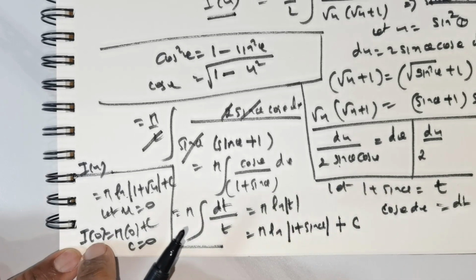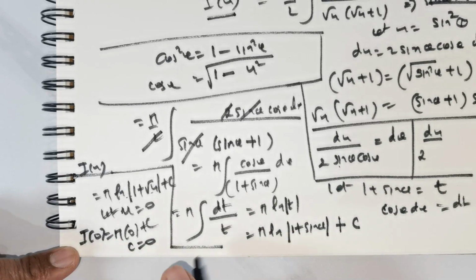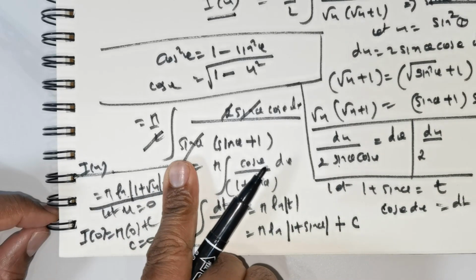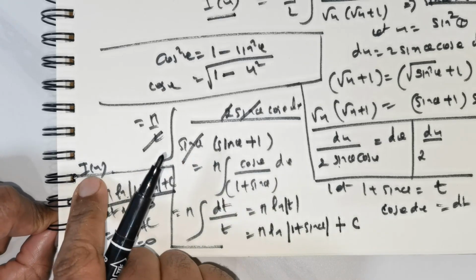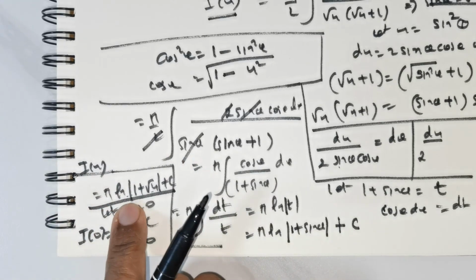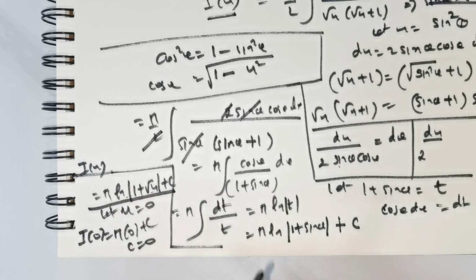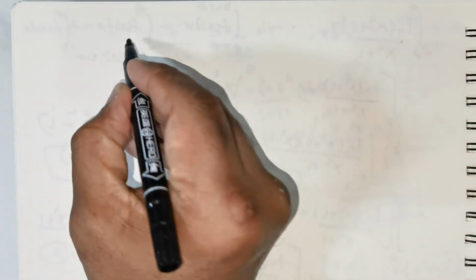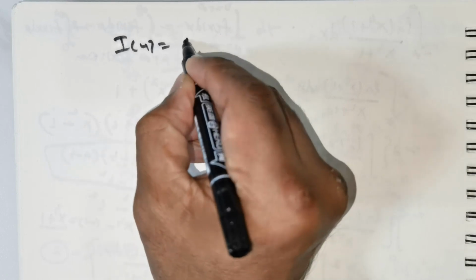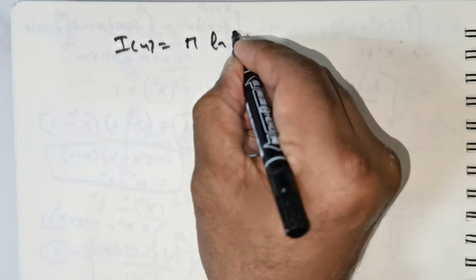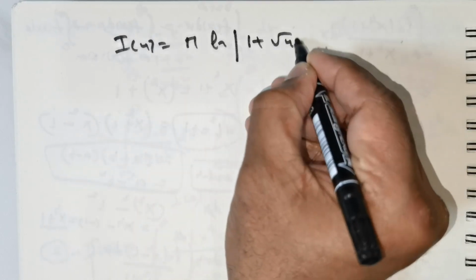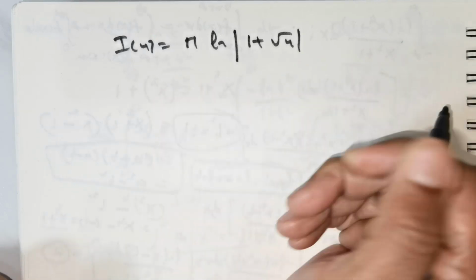That is the reason we found out I of 0. I hope you are able to catch it. So c is lost, c is already annihilated. So I of u will be equal to pi times ln of modulus of 1 positive root of u, right? So I need to go to the next page. So let me write that down. I of u is found to be pi times ln of modulus of 1 positive root of u. This is what we have got.